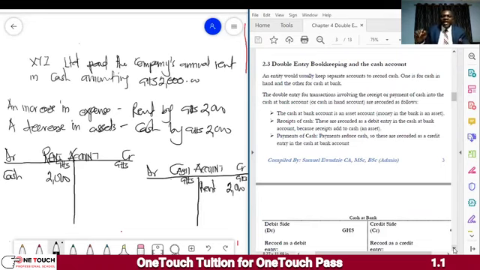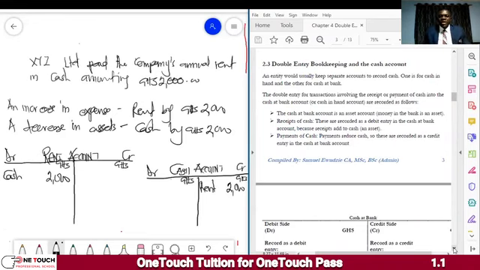Now, an entity would usually keep separate accounts to record cash. One is for cash in hand, and the other is for cash at bank. Because we know that every business keeps a bank account. So as and when they receive cash at their premises, that money is remitted to the bank. Okay, good. So now, the double entry for transactions involving the receipt or payment of cash into the cash at bank account or cash in hand account are recorded as follows. So this is how the movement in a cash in hand or cash at bank account is recorded.